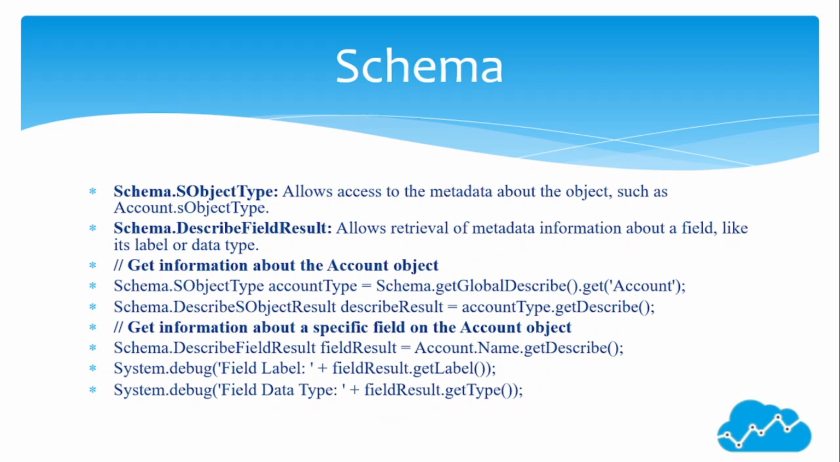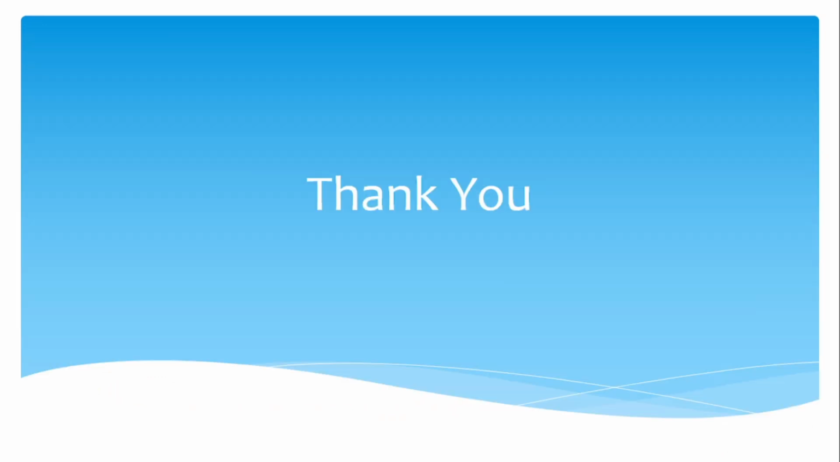System.debug fieldResult.getLabel() method is used to display the information about the field. System.debug field data type, fieldResult.getType() method to display the information about the field data type. Thank you.